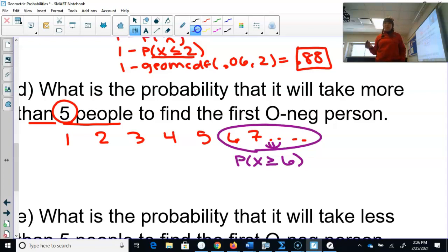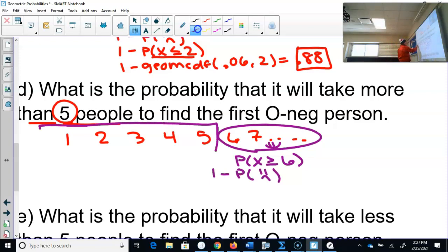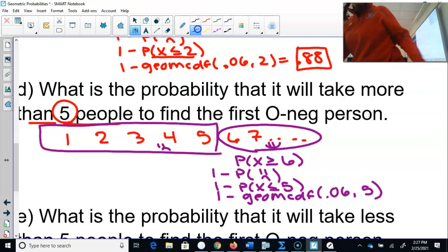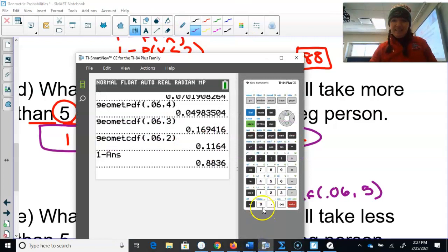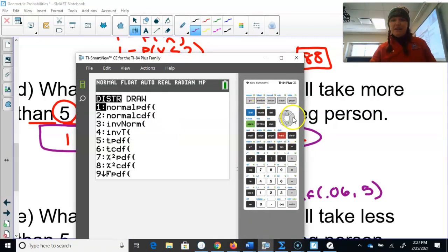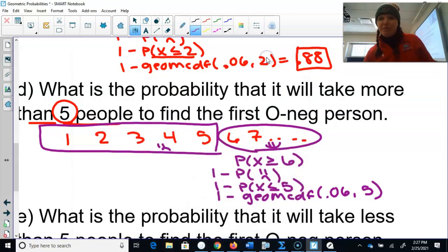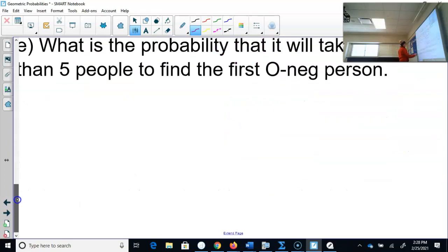Well, it's a greater than or equal to. That means I need to do that complement rule, meaning I need to do 1 minus the probability of what I don't want. I don't want this stuff over here. So I'm going to write it out, 1 minus the probability that X is less than or equal to 5. That means I'm going to do 1 minus geometric CDF 0.06, comma 5. Let's go ahead and type that in our calculator. Let's not forget the 1 minus this time. 1 minus second vars geometric CDF 0.06, comma 5. Paste, enter, 0.73. Okay, 0.73.